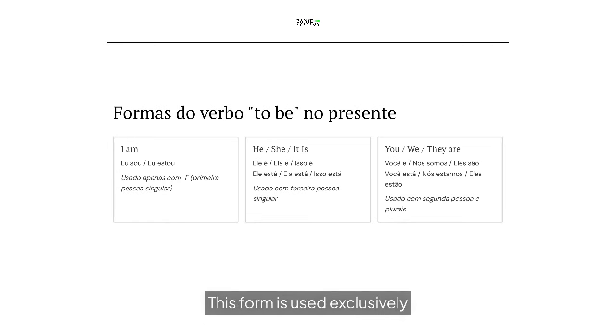This form is used exclusively with the subject I, which is the first person singular. For example, when you say, "I am happy," you are expressing your own state of being. It's personal and direct, isn't it? This is crucial because it directly connects your identity or feelings to yourself.